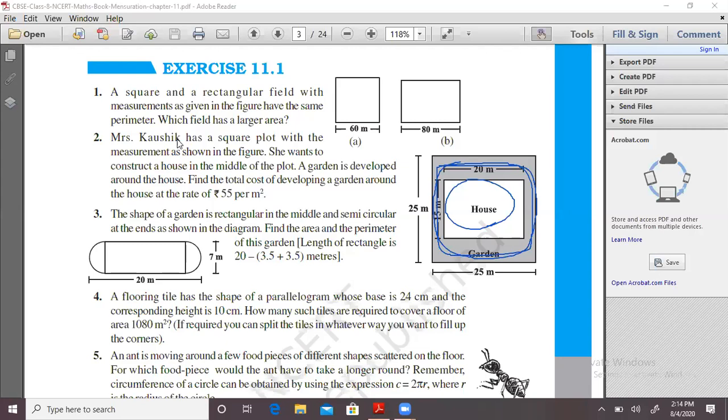Okay. So to find out area of garden, firstly you need to find out area of the plot. Then you will find out area of house as the dimensions are given here. And then you will find out area of garden. So let's find out area of plot first of all.